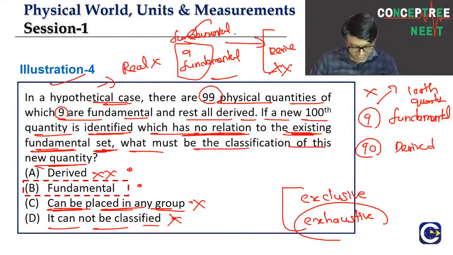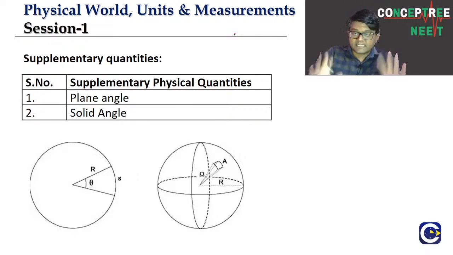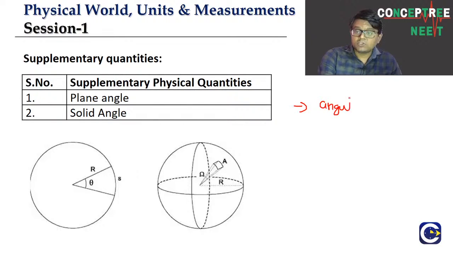Okay, now we'll go on to the developments. After this fundamental set of quantities is described, people figured out that angles are also important in science, especially physics. Like we will talk about something called angular motion and solid angle, we will talk about it.